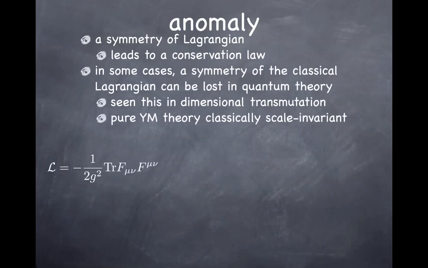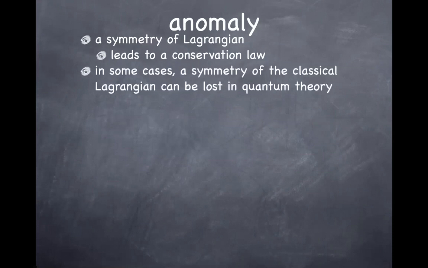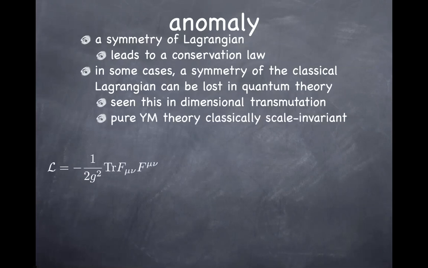So we talked about this already. Suppose you have a symmetry of the Lagrangian, then we expect that symmetry would lead to a conservation law. That's Noether's theorem, and we used this fact many times in the discussion of quantum field theory. But the idea of the anomaly, as I alluded to earlier, is that in some cases, a symmetry of the classical Lagrangian can be lost in quantum theory. It sounds really bizarre, but it actually turns out that we have seen this before. Dimensional transmutation is already an example of this.